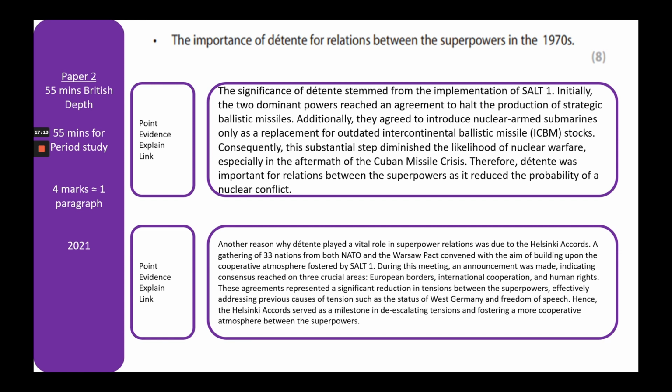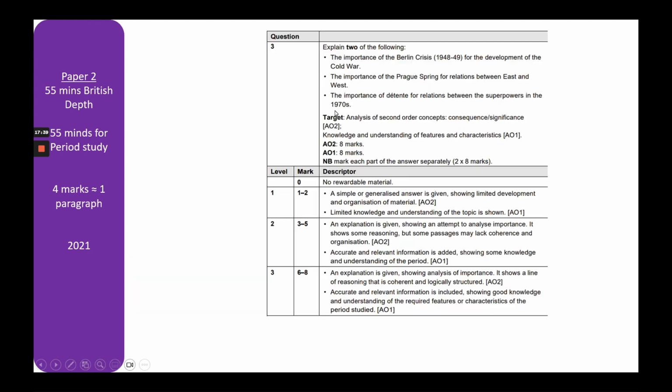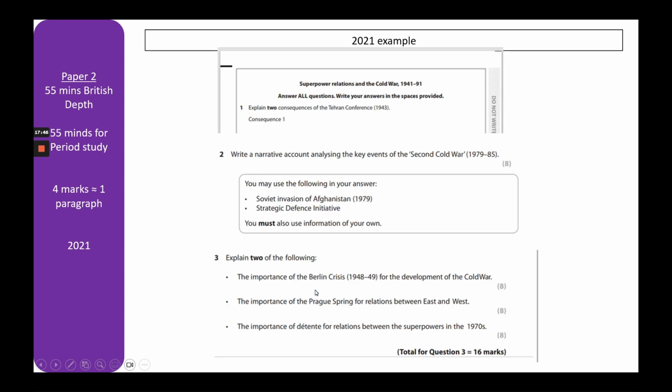These agreements represented a significant reduction in tension between the superpowers, effectively addressing previous causes of tension, such as the status of West Germany and freedom of speech. Hence, the Helsinki Accords served as a milestone in de-escalating tensions and fostering a more cooperative atmosphere between the 2 superpowers. So, again, both of these I've linked back to the first. I think out of the 3, this one I haven't written as well. It probably still will get into level 3. If I'm an examiner, I would give this a level 3 answer.